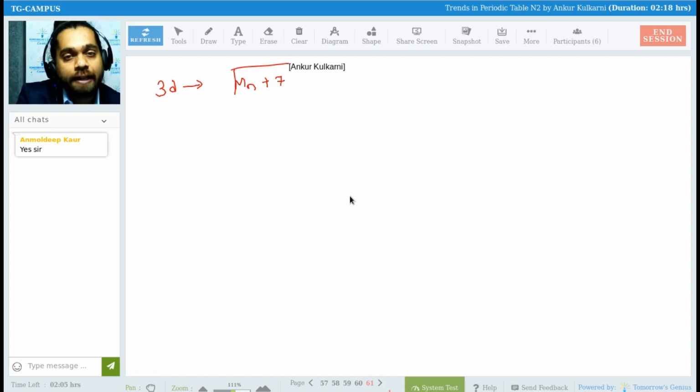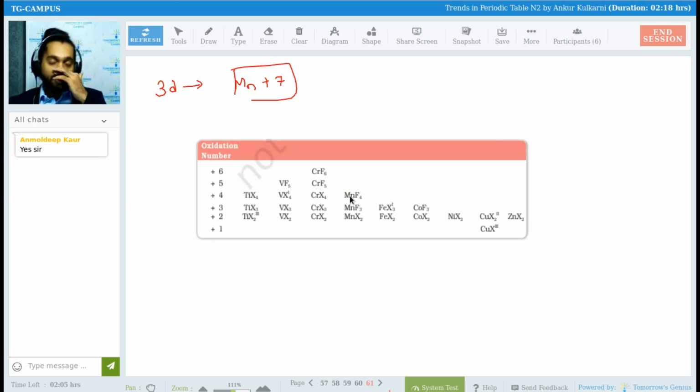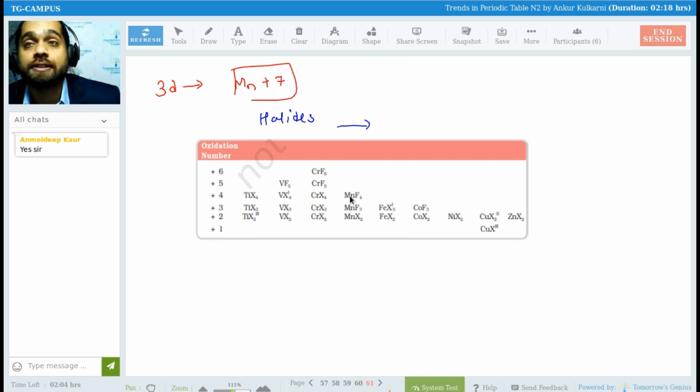But in the halides, it is a little bit different. Let me show you the table. Look over here, we have halides. Halide means your metal reacting with halogen will give you a halide. Now write this down, very important. In the halides, chromium will show the maximum oxidation state, that is +6.